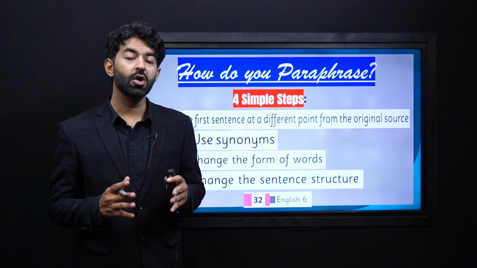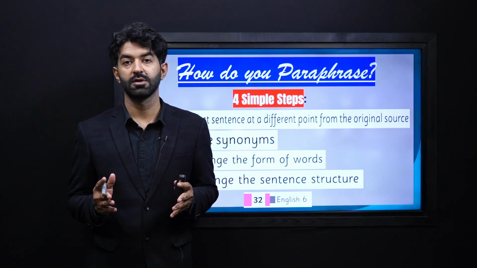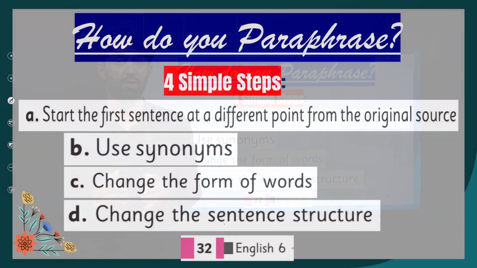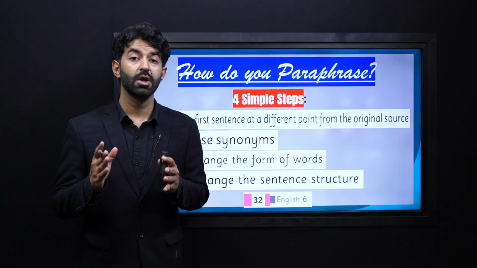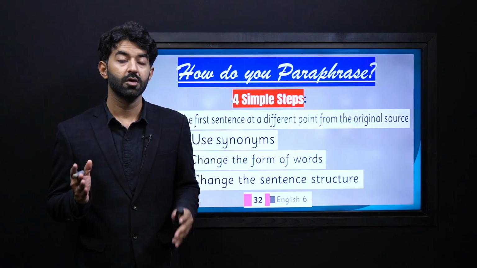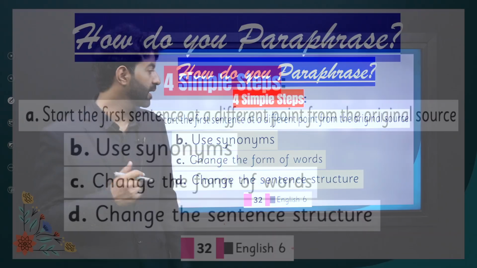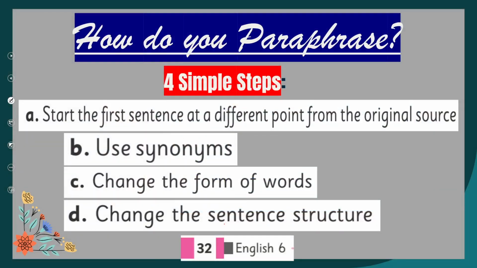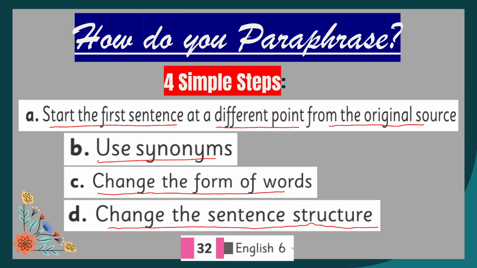Now, let's talk about how you paraphrase. There are 4 simple steps that you need to follow if you want to paraphrase any text, whether it's any type, so that you can paraphrase it correctly. Step number 1 is you start the first sentence at a different point from the original source. You will be using synonyms, change the form of words, change the sentence structure.